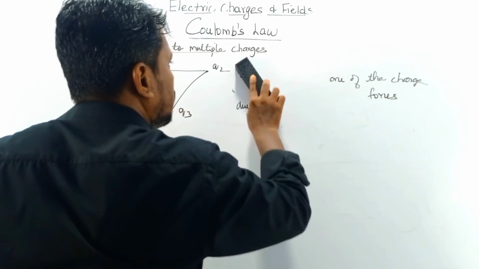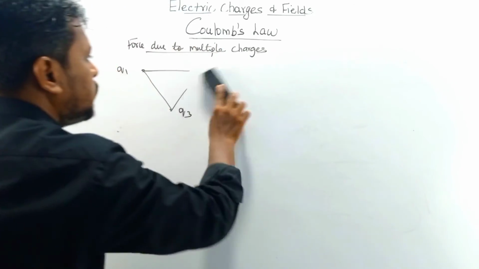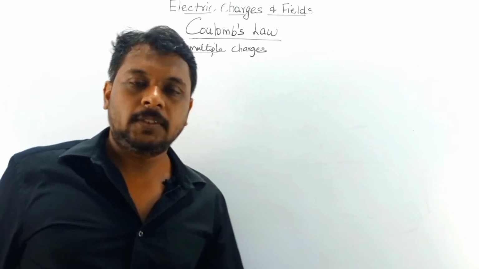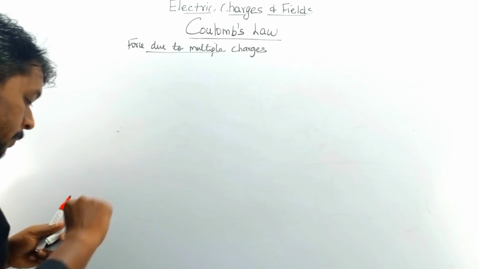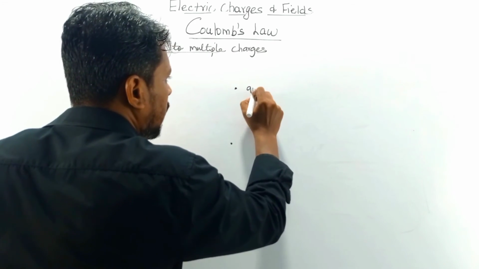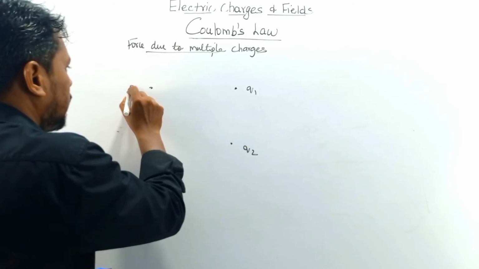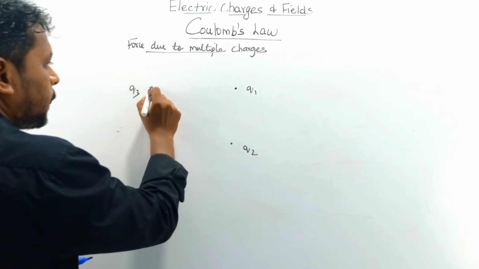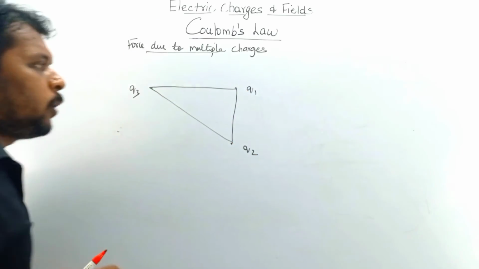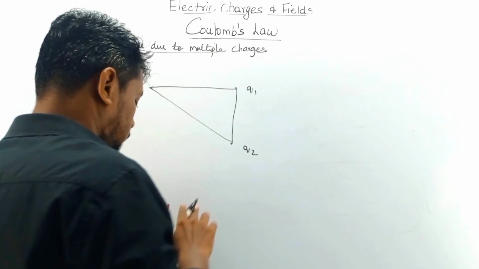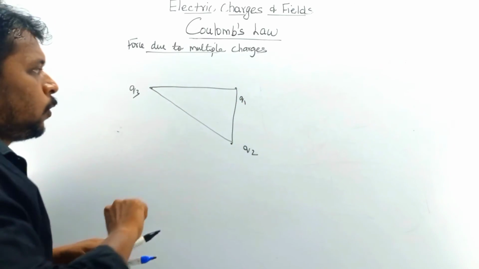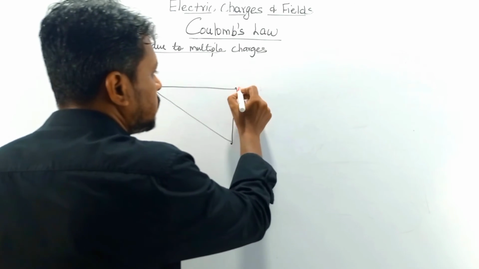We can also find the resultant force by the parallelogram law of vectors. Now consider an arrangement like this. Here I have Q1, Q2 and here I have Q3. Now I am going to find the resultant force acting on Q1. So here it is Q1.